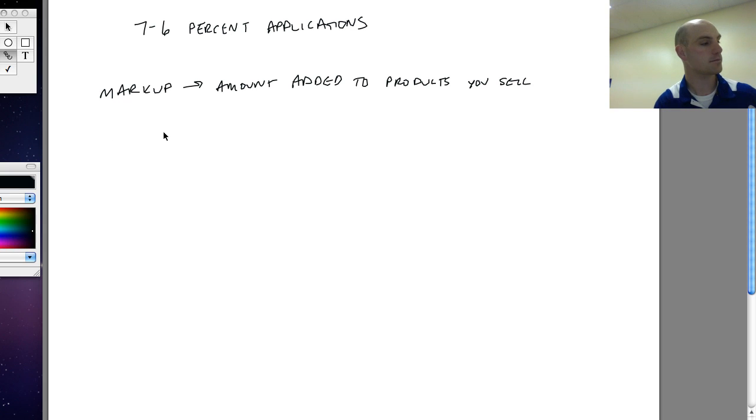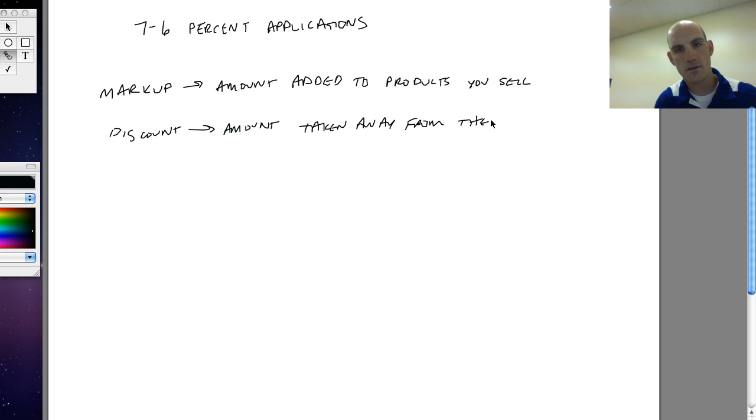the product you sell. The discount is an amount taken away from the price. And so markup and discount are both ways that we can use percents to take away from or add to the price. The base price for something, how much it actually costs to produce something.